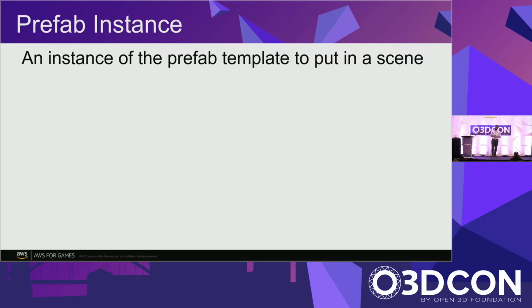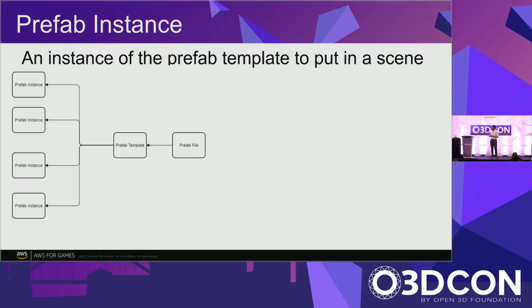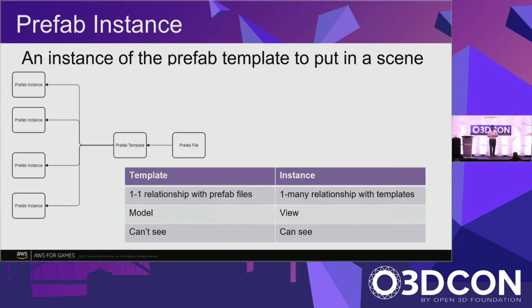A prefab instance, as the name indicates, is actually an instance of a template that you can put into the scene. So we saw that a prefab file gets loaded into a prefab template, and then you can use this template to create multiple prefab instances. So these are some of the major differences between a prefab template and a prefab instance.